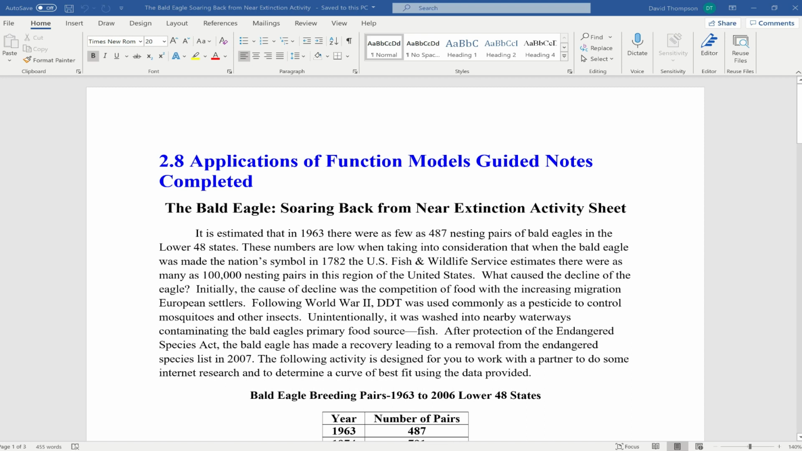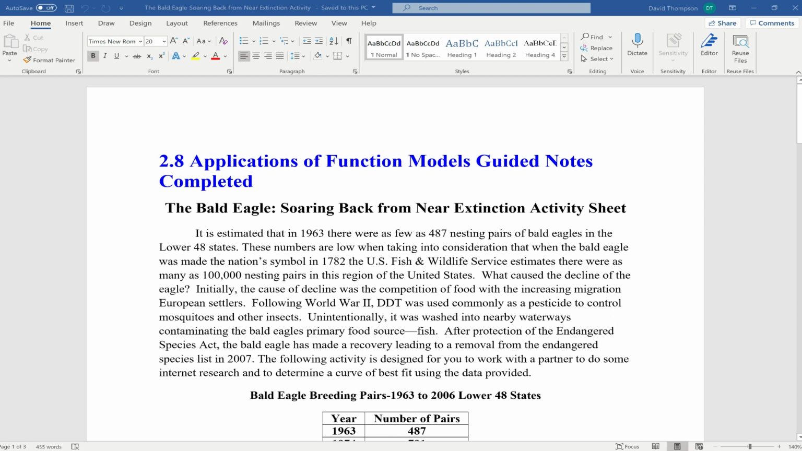About applications of function models. In particular, we're going to be comparing linear models, exponential models, and quadratic models. To do that, we're going to analyze an activity called the bald eagle, starting back from near extinction, where we'll be analyzing the population of bald eagles since 1963.